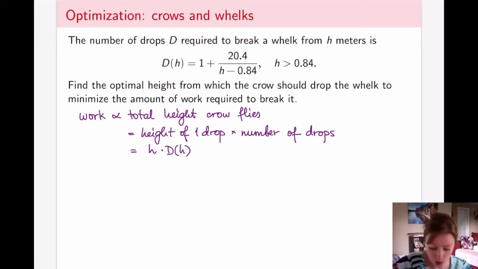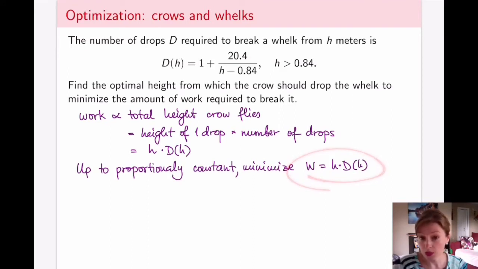So the work is proportional to that, which means that, up to a proportionality constant, I'm trying to minimize the function W = h·d(h). The proportionality constant really doesn't have to affect our analysis. Think about this: if you want to minimize 5x, all you have to do is minimize x. The minimum value for x will also correspond to where the minimum for the function 5x occurs. So the proportionality constant will affect the actual amount of work, but it will not affect the height at which the minimal amount of work occurs.